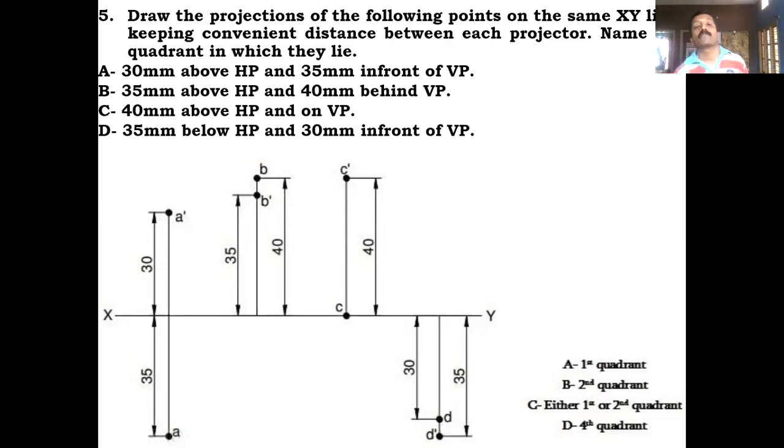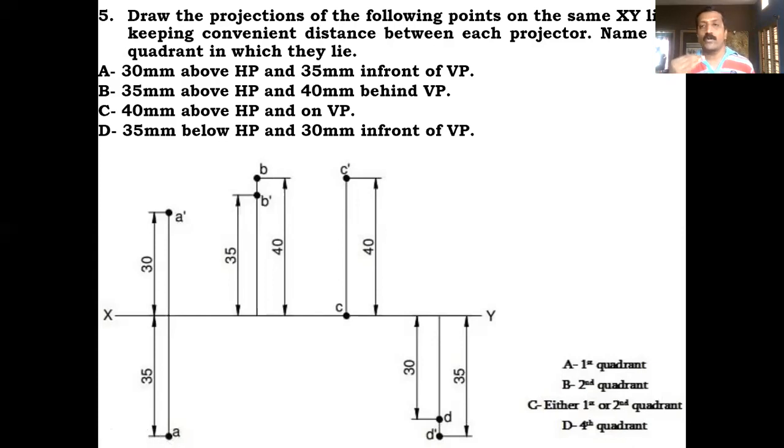It's a front view. Next, 30 millimeter in front of VP. In front of VP will give you the top view information, and while drawing it, you should take it below the XY line. So you take 30 millimeter below the XY line and draw a horizontal projector line. The D dash point you have already taken, you extend it till it meets the 30 millimeter line. One more point you will get, you call that the D. So this is your top view.